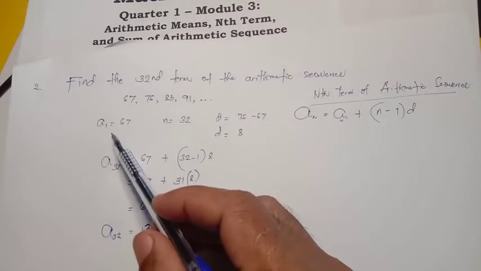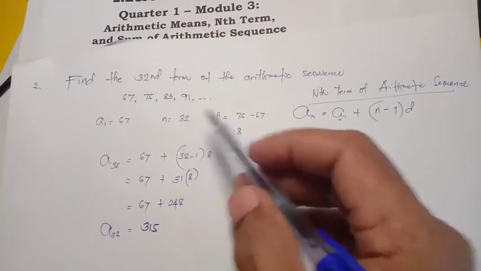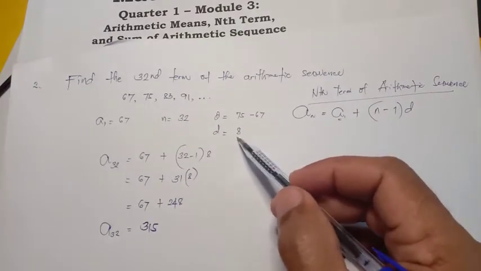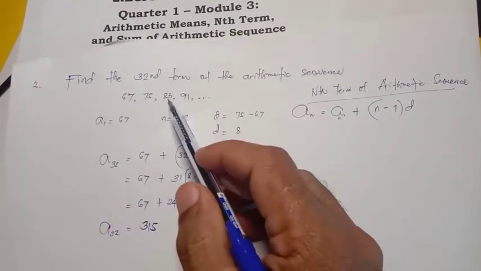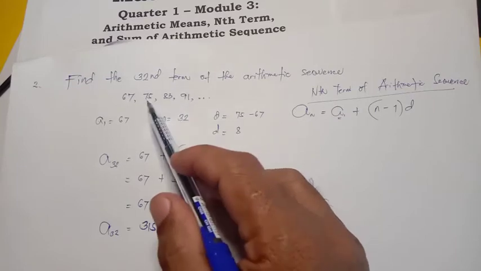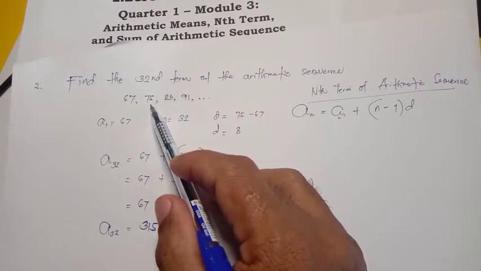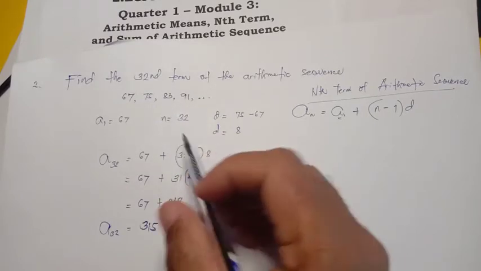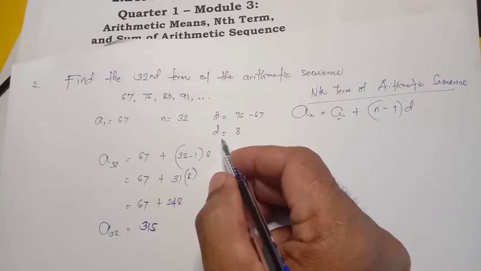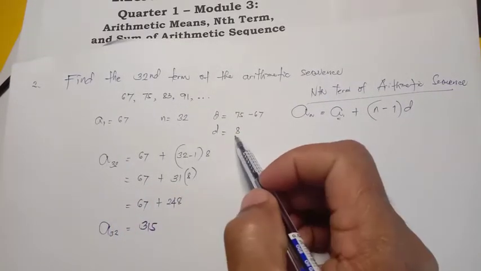Okay. The first term is 67, the number of terms is 32. Then, the common difference is 8. That is the second term minus the first term. Pwede din naman na third term minus the second term, 83 minus 75, 8 din yan. Then 91, pwede din naman 91 minus 83 para makuha natin ang common difference. So we have first term, the number of terms, then the common difference.